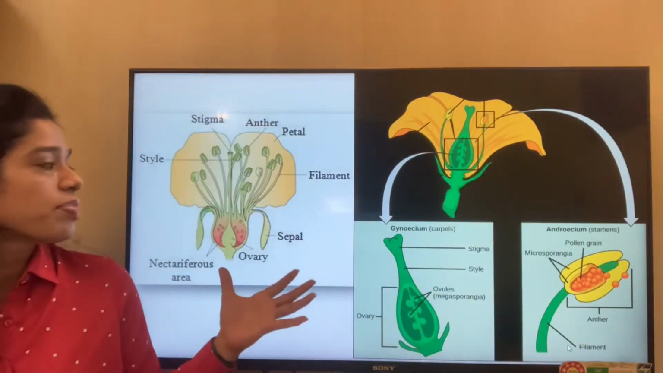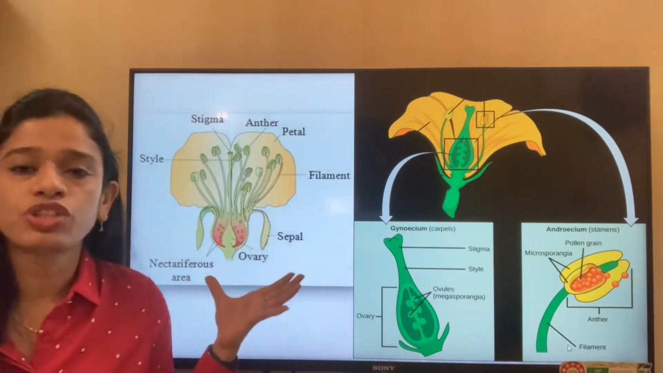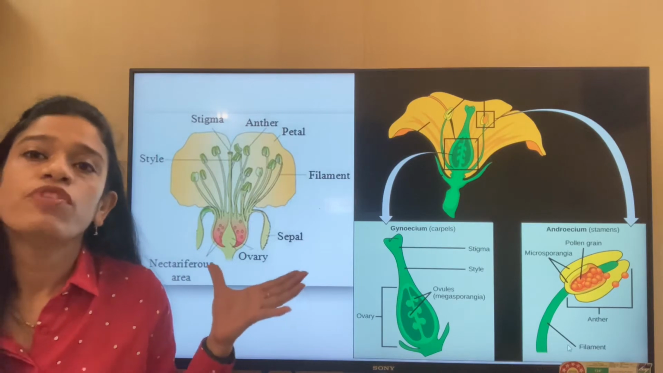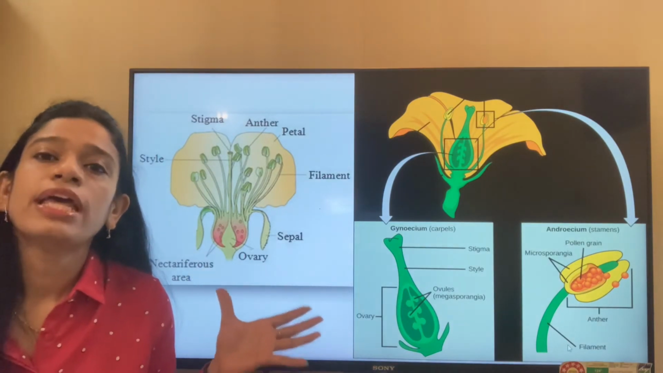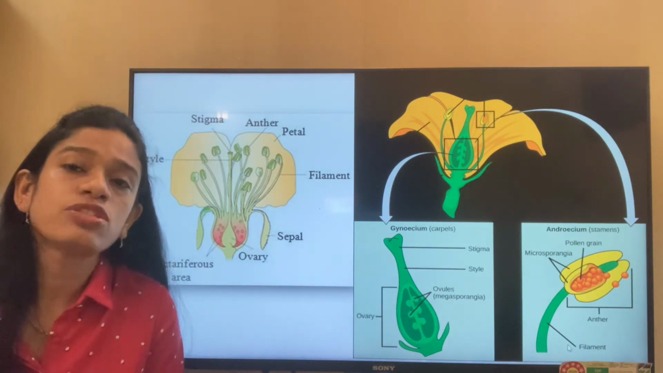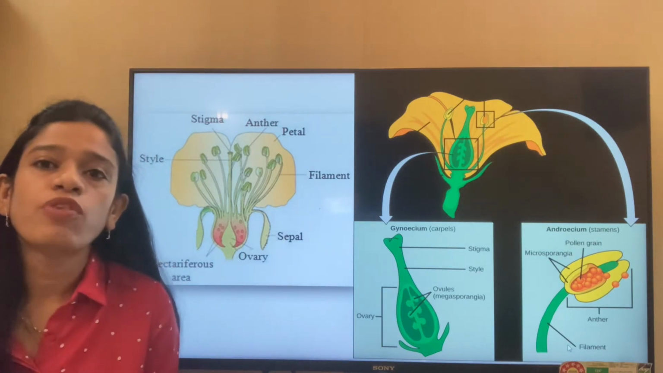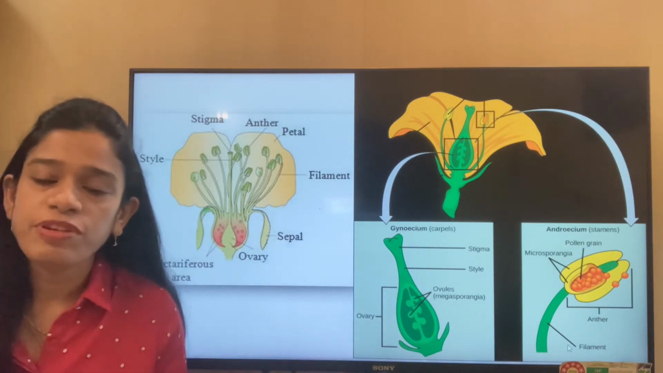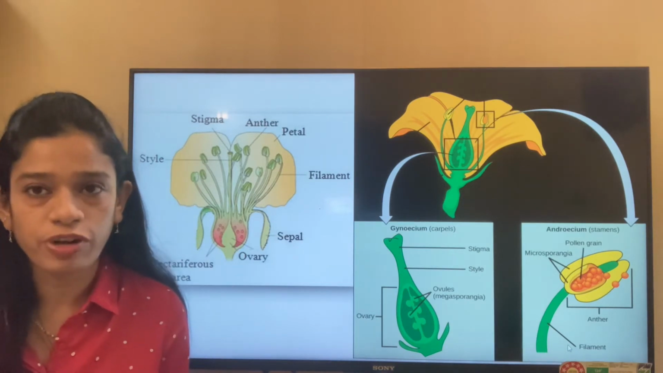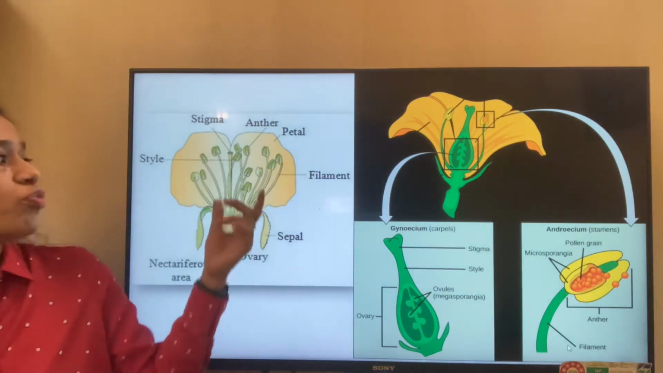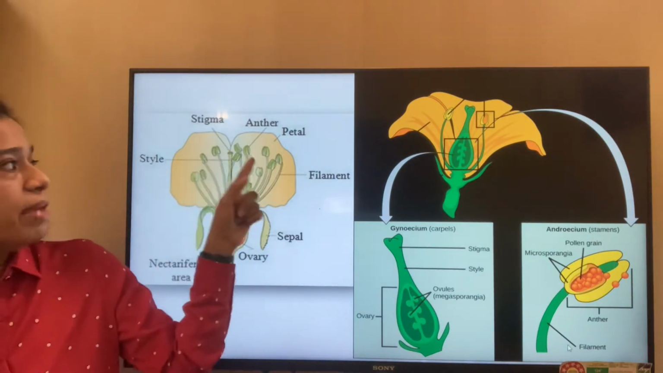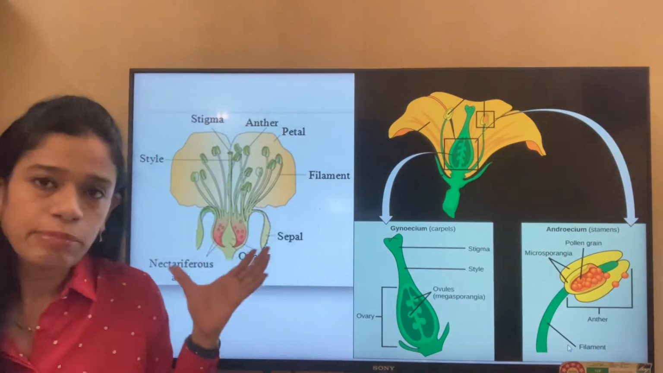So this is the structure of a complete flower. When we have a flower with both the sexes, that is both the male and the female part, we say that flower is a complete flower. It is not an incomplete flower. A flower with one type, either the female or the male reproductive part, is called an incomplete flower. But a flower consisting of both the female and the male reproductive part, we call a complete flower.